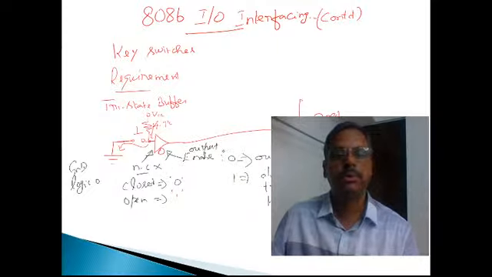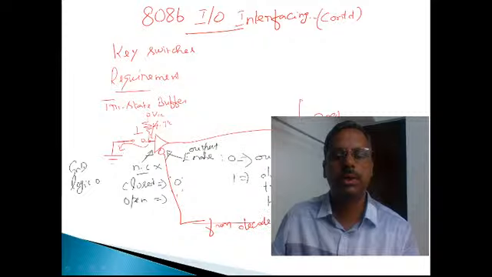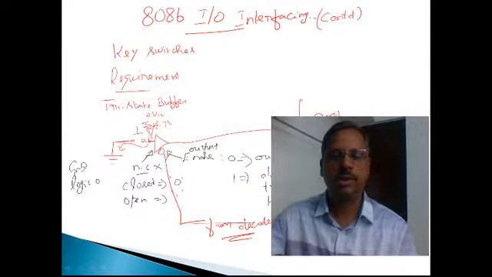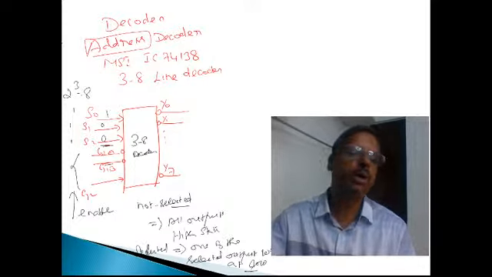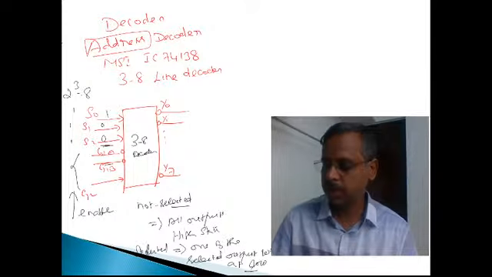This should be connected from the address decoder logic. I need to connect this from the address decoder logic. Now the choice is that in this particular diagram, I can take it from Y0 or Y2 or Y3 and so on. The choice is yours.